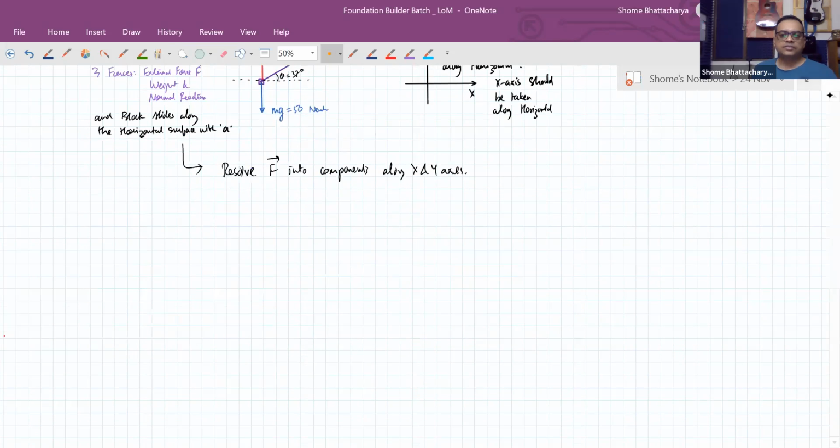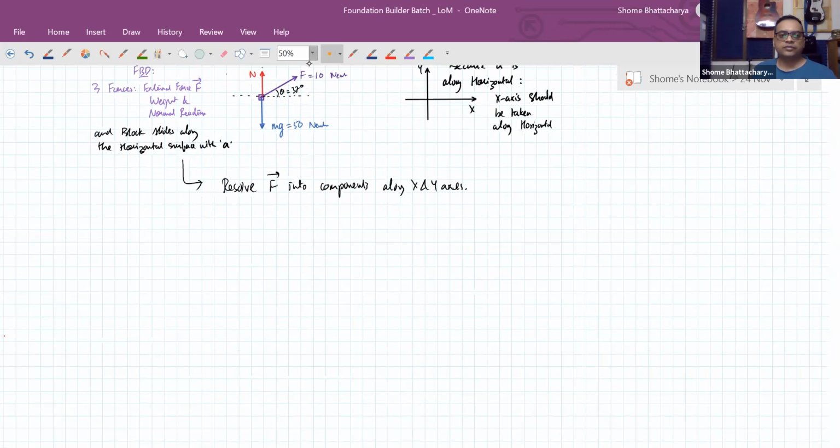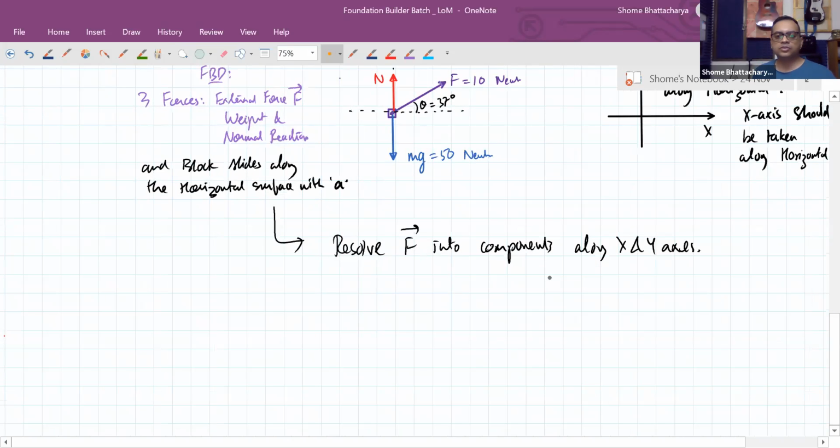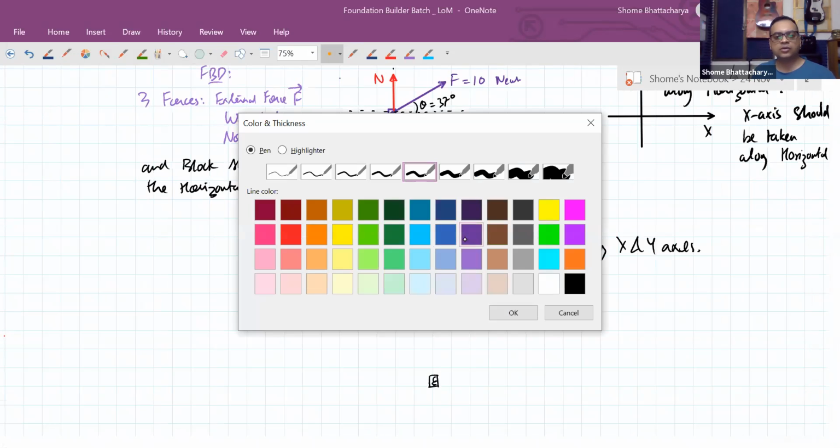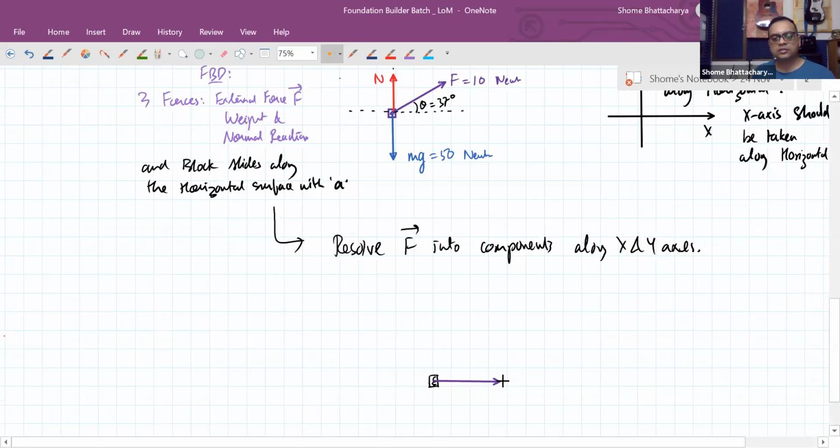So next step in this free body diagram, I need to resolve F. Given a diagram, I need to resolve F. Okay. So when I resolve F, the component of F that is lying along the x axis will become F cos theta, and the component that is lying along the y axis will become F sin theta. So this is how the resolution is done.